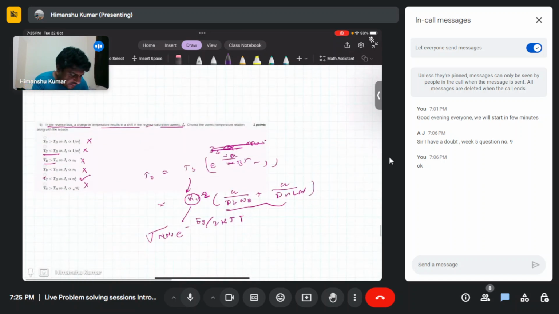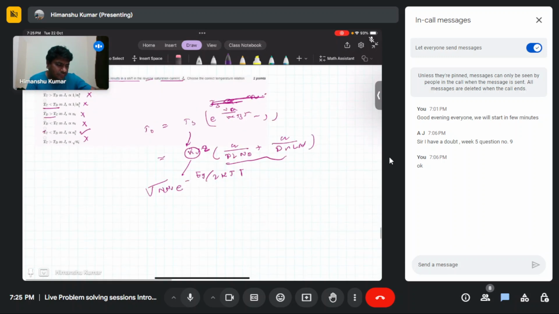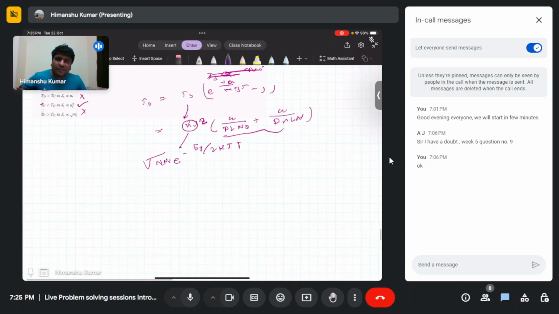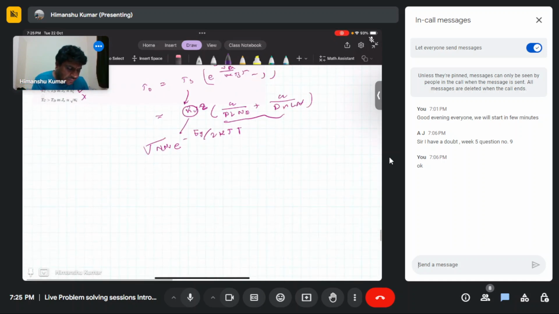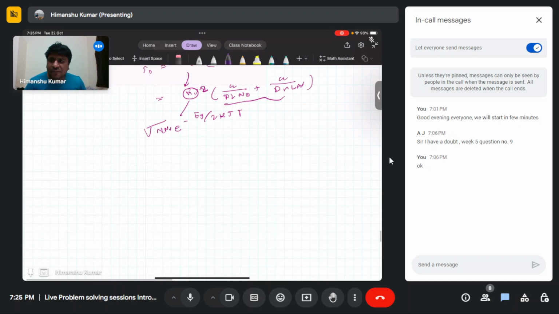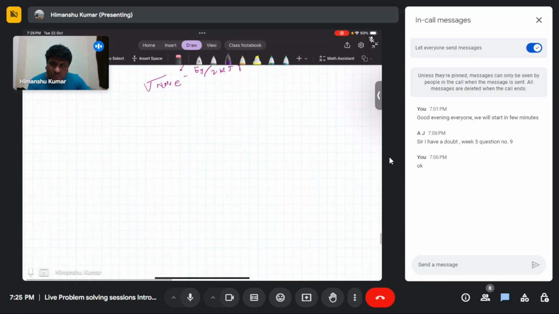But JS is not proportional to the square root of n_i. JS is proportional to n_i squared. So how do you derive the current? To derive this JS relation, you need to solve the drift diffusion equation. Let's say you draw the band diagram.